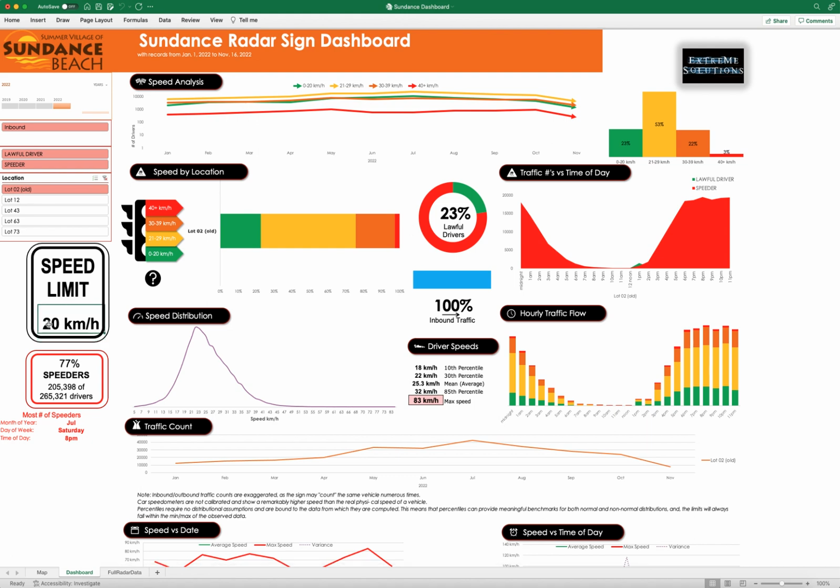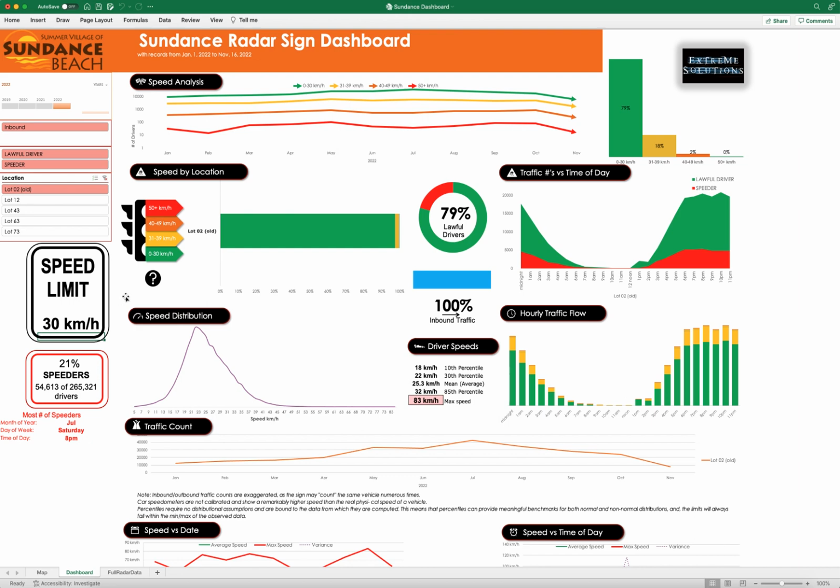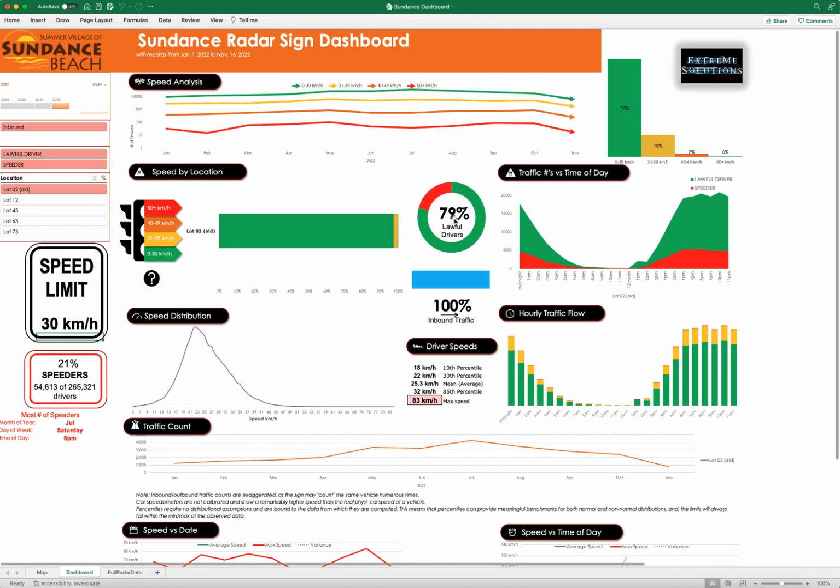And once again, if we took this speed and changed it to 30 kilometers an hour, waited a moment, there's probably over 500,000 rows of data, and that's why it takes a little bit longer for the charts to update themselves. But with a speed limit of 30 kilometers an hour, we immediately jump to 79% compliance, which is a really clear indicator that the speed limit may be an issue at this specific location.